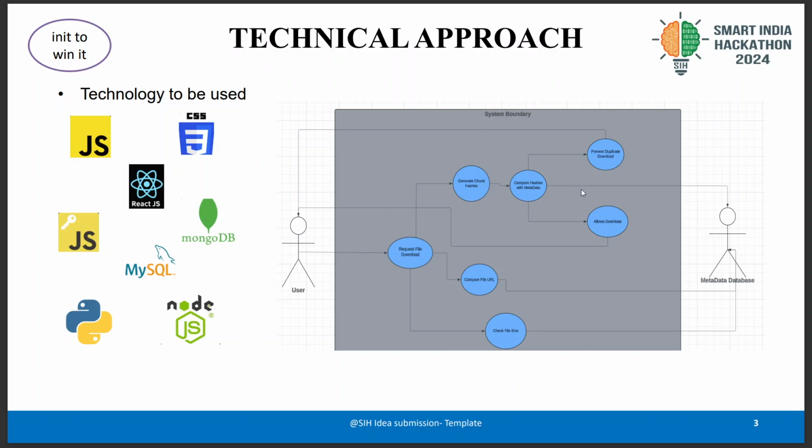And as you can see in this use case diagram, there are two entities, the user and the metadata database, where the user will send a request to download data. That request will go through three different paths. It will first compare the URL, then check the file size with the metadata database entity, and then generate hashes of the chunks and compare them with the metadata database, and decide whether it is a duplicate or not, and return it back to the user.